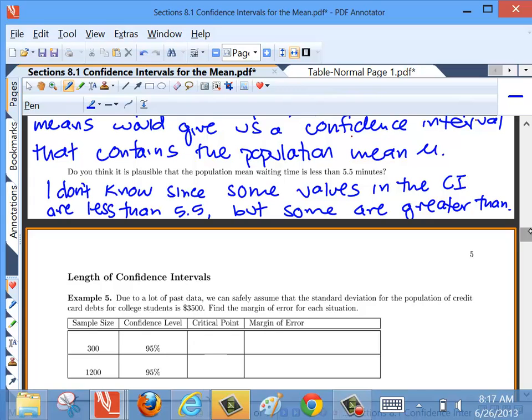So, any questions so far? Our next page, we're going to talk about the length of our confidence intervals. Due to a lot of past data, we can safely assume that the standard deviation for the population of credit card debts for college students is $3,500. Find the margin of error for each situation.